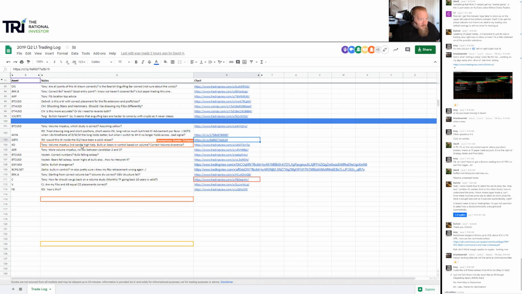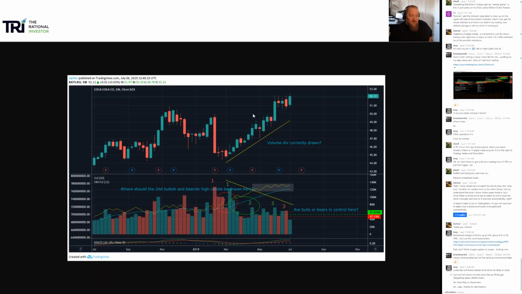All right. Volume impetus, second candle, highs, help. Bulls or bears in control based on volume. Correct volume divergence. All right.